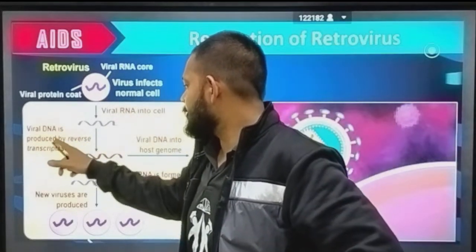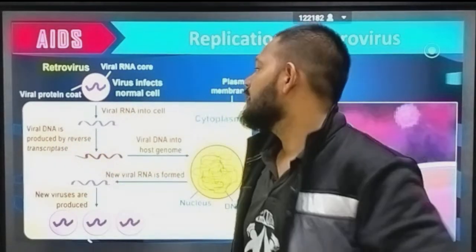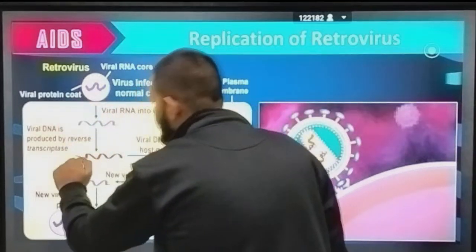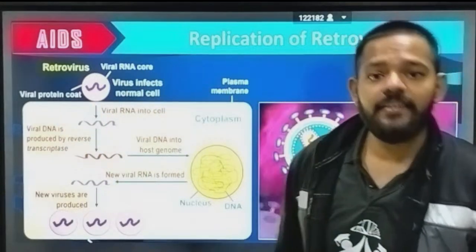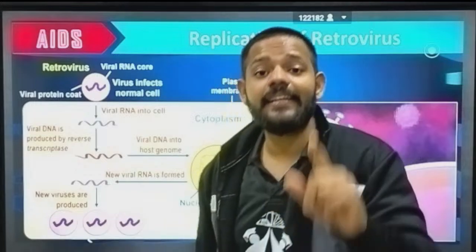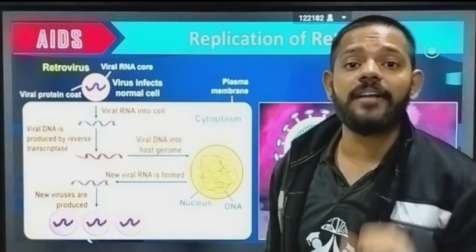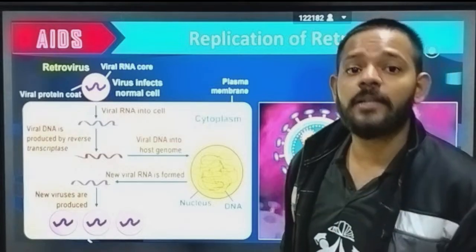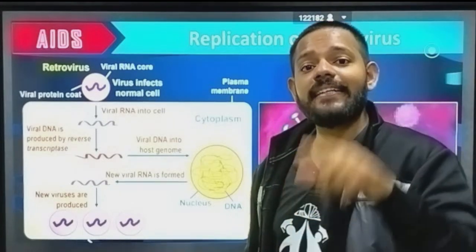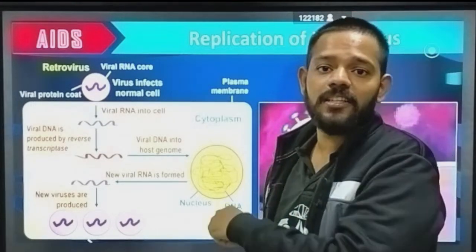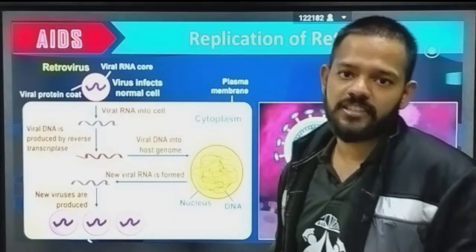Now the viral DNA is produced via reverse transcriptase. Now this RNA converts into DNA. This single stranded RNA converts into a single stranded DNA by the process of reverse transcription, aided by that enzyme which is present inside the genome of the virus, that is reverse transcriptase.